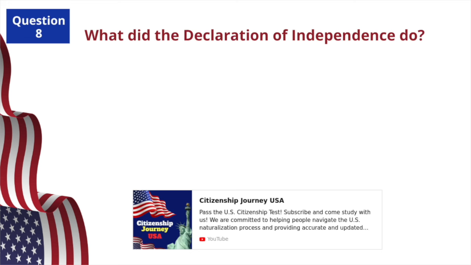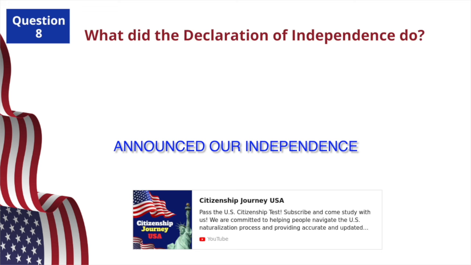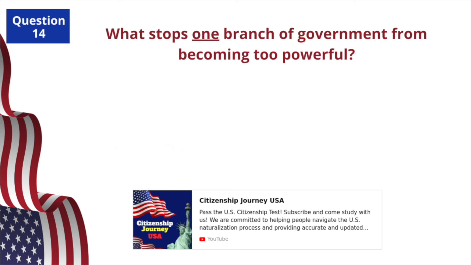What did the Declaration of Independence do? Announced our independence from Great Britain. What stops one branch of government from becoming too powerful? Checks and balances.